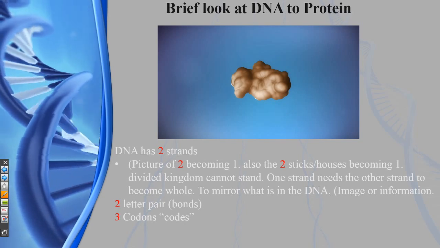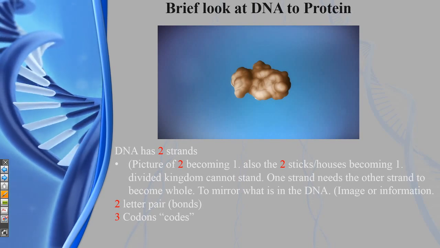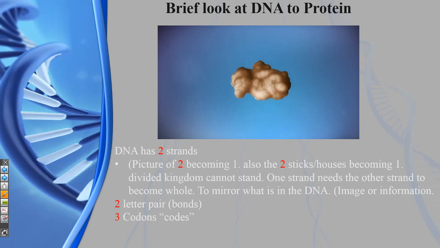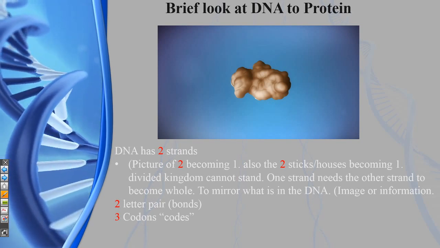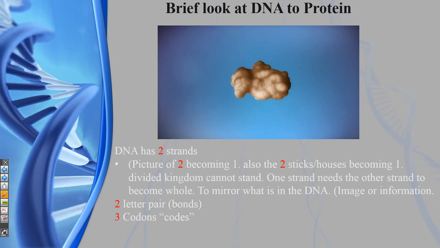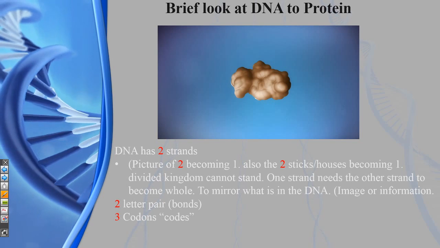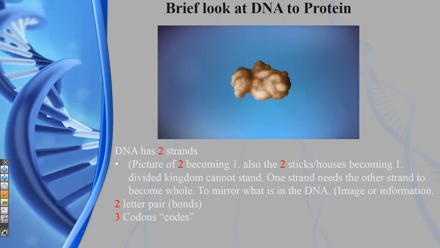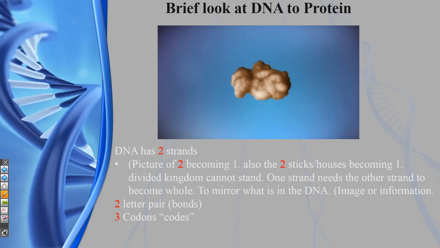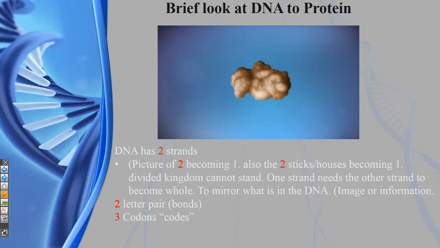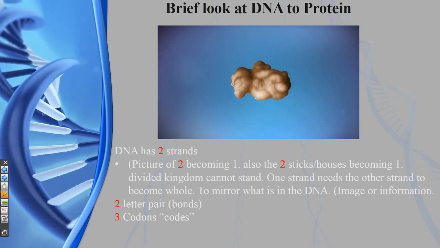Two sticks, we'll talk about it later, the two houses becoming one strand in the future, because we all know that the house is divided, right? So the objective is with the Messiah, he's going to make the two sticks one in his hand, which you can find in Ezekiel chapter 37. And then lastly, the two pair bonds, we'll see that later on, and then the three codons. We'll see Y3, Y2. Okay?